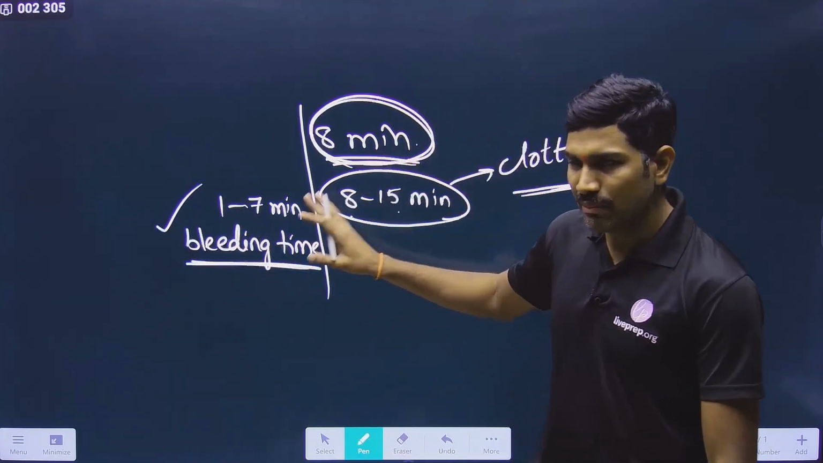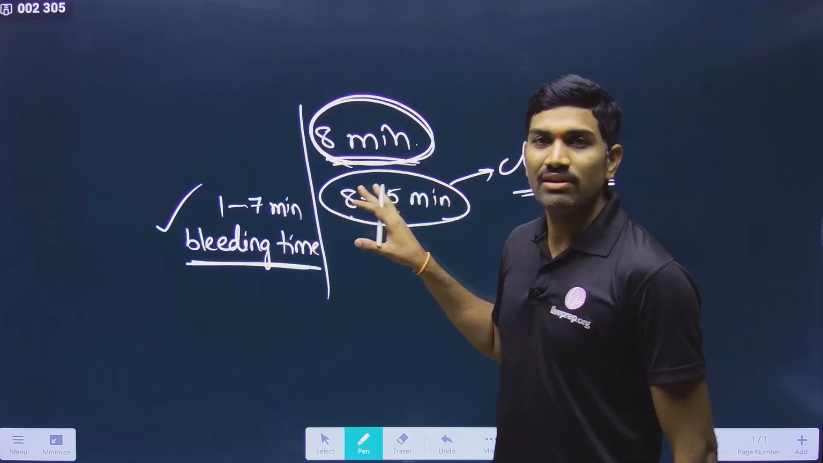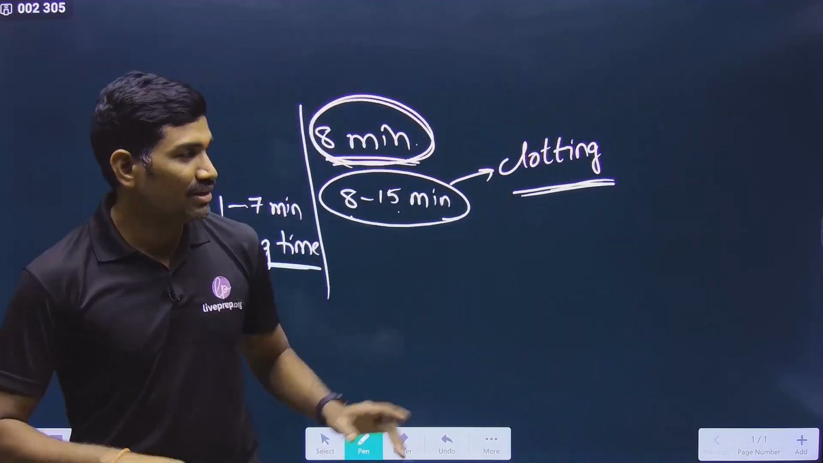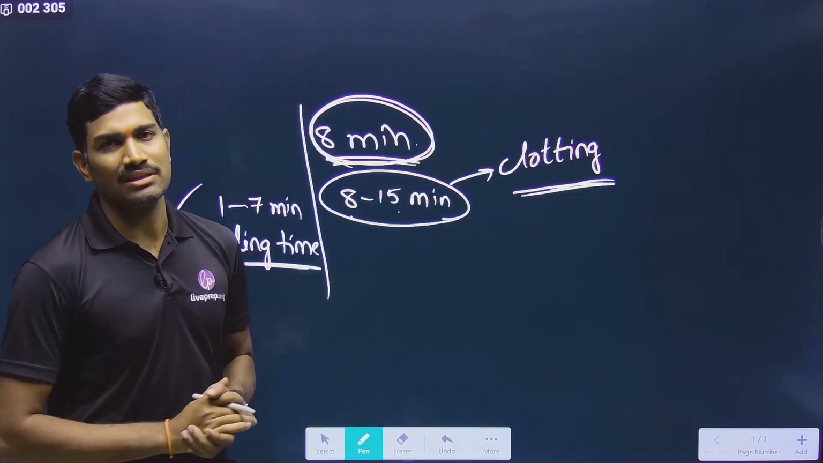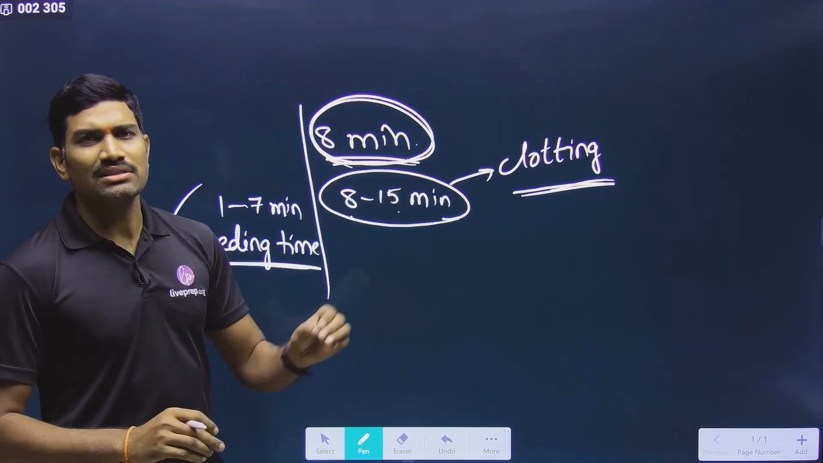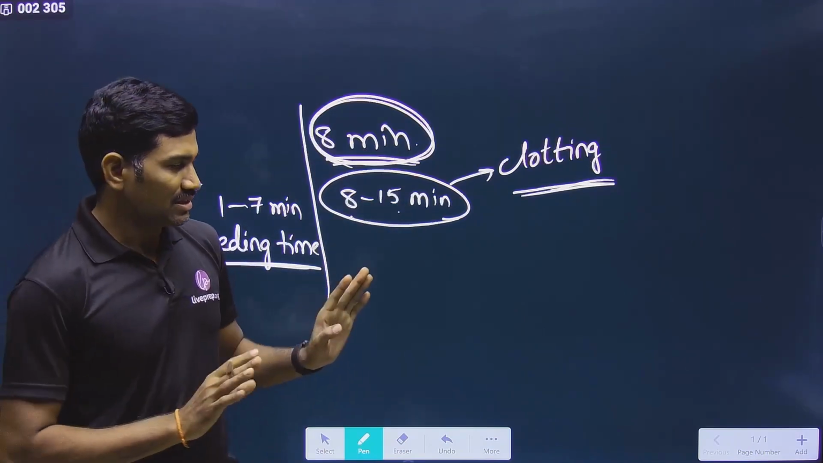So in this way, the same information can be asked in two different ways. So please read the words very carefully, and accordingly select the answer. Clear? And minimum we are saying that it takes 8 minutes. Nice, very good. And how exactly is this clotting occurring? This is the next important point.